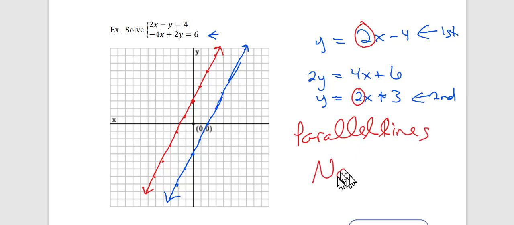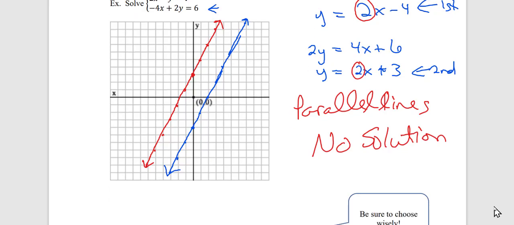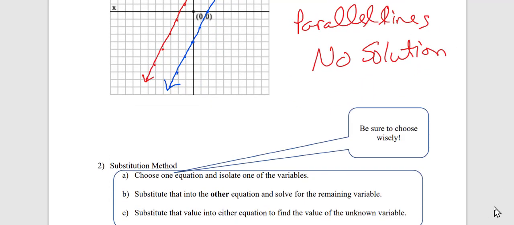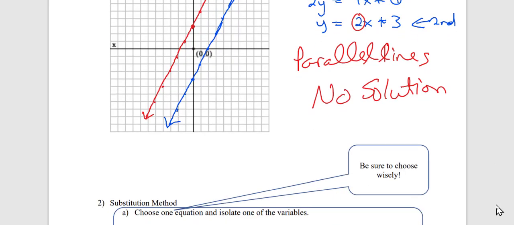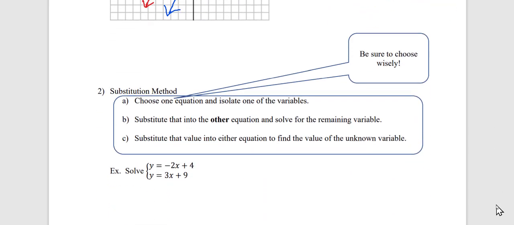So this system of equations has no solution. There's no point that these intersect. There's no point they have in common. So that's our graphical situation. We can have them intersect at one spot, we can have them intersect at an infinite number of places, or we can have them intersect at no place. And we know the point of intersection is the solution.